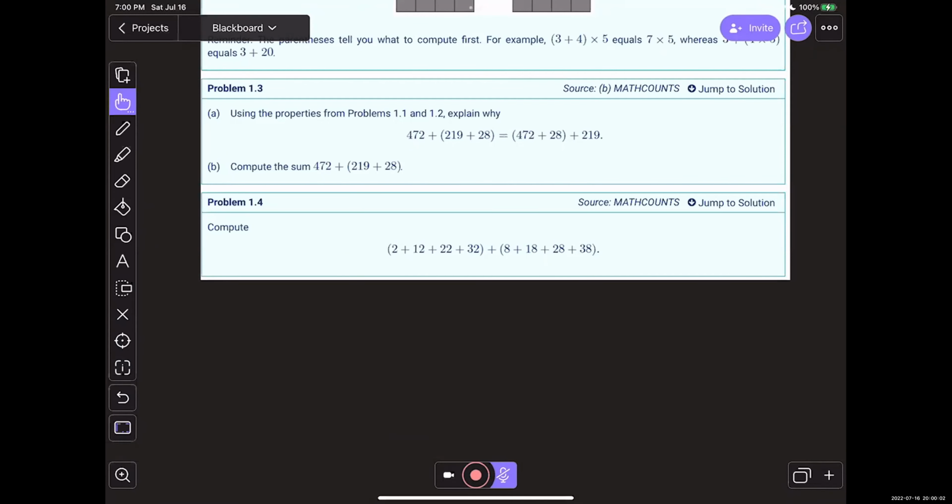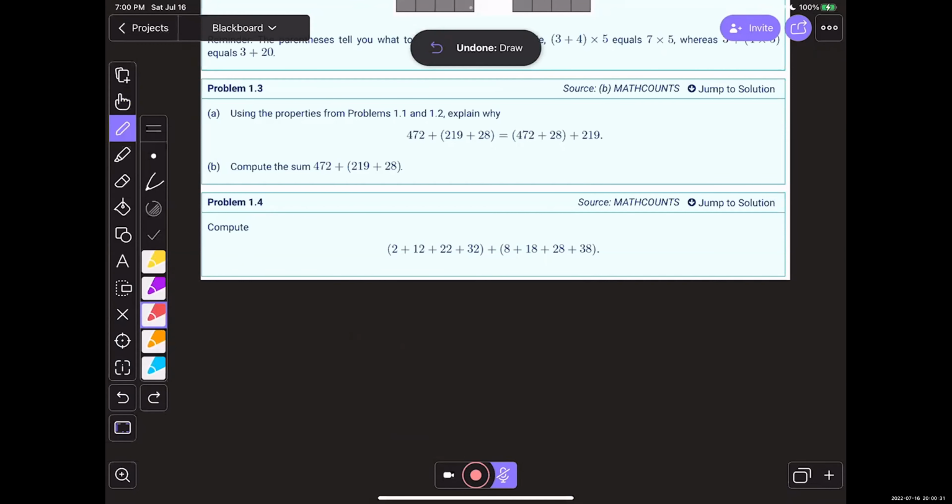Using the properties from problems 1.1 and 1.2, explain why 472 plus (219 plus 28) equals 472 plus (28 plus 219). So these are parentheses, by the way, not quotation marks. Okay, so why are these two things equal? Because they're still the same numbers. Mm-hmm. They're switching orders. Yeah, all we've done here is we've changed the order around. We've changed the order of the numbers that we're adding together.